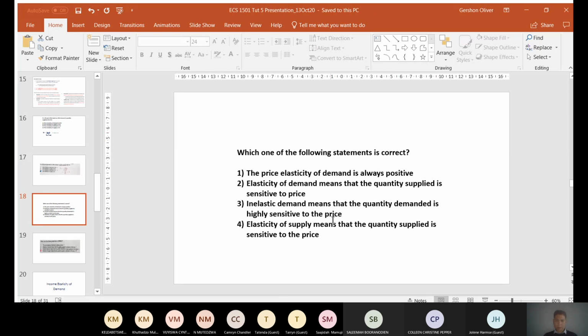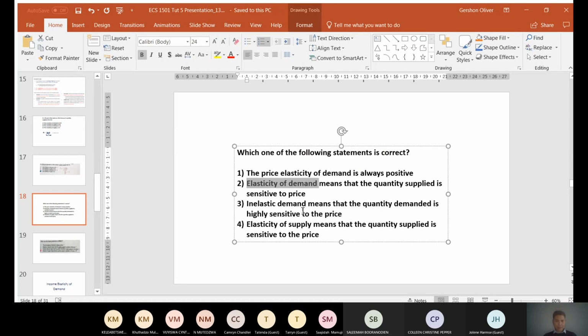Okay, let's talk through it quickly. The price elasticity of demand is always positive. That's wrong. It's negative because of the law of demand, which is a negative relationship. Elasticity of demand means the quantity supplied. Wrong. It's not quantity supplied, it's quantity demanded. Inelastic demand means the quantity demanded is highly sensitive. No, it's insensitive. Remember the "in" over there? Insensitive to the price. It's less than 1.